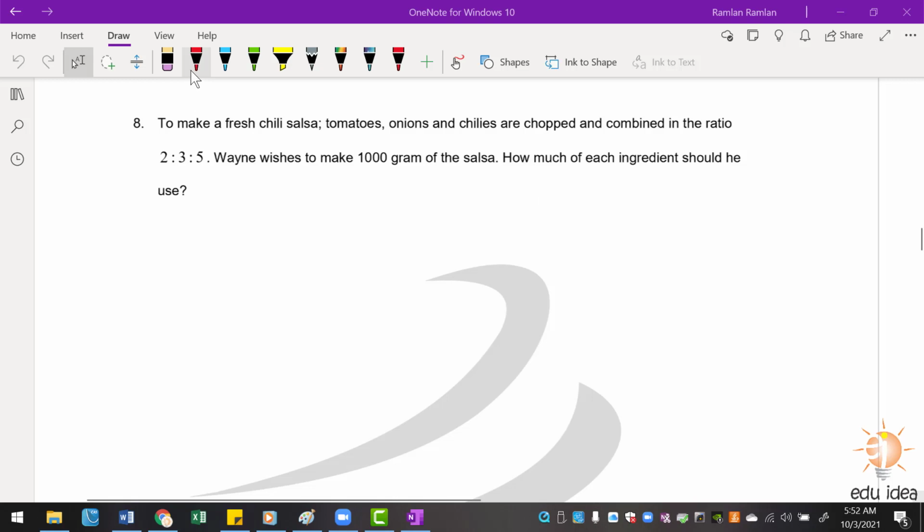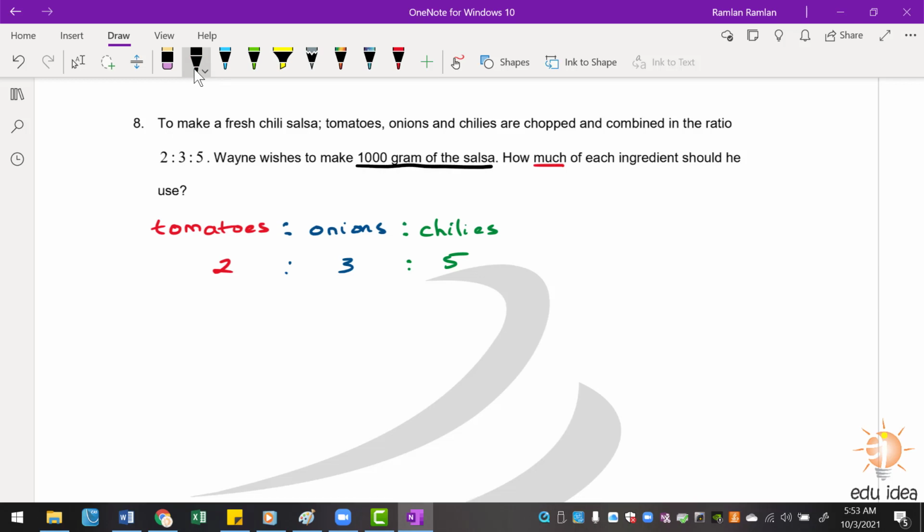Okay, so in here, we're being asked how many grams there are for each of the ingredients. We know that we have 3 types of ingredients, which are tomatoes, onions, and chilies. And we know that the ratio is 2 to 3 to 5. The next information from the question is that Wayne wishes to make 1,000 grams of the salsa. Which means that this 1,000 grams is the combination, or the sum, of all of the tomatoes, the onions, and the chilies, right?